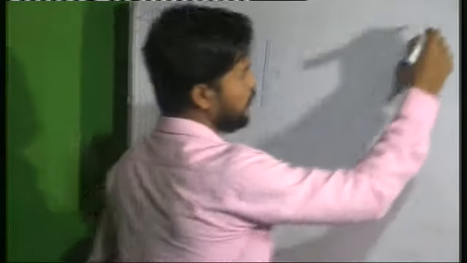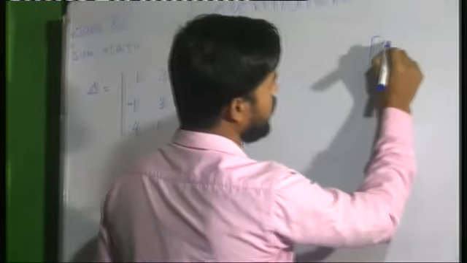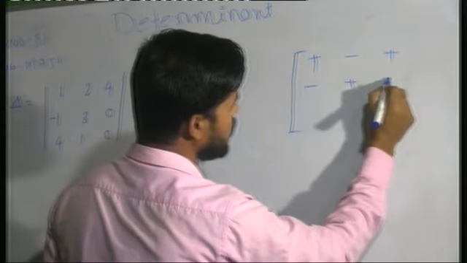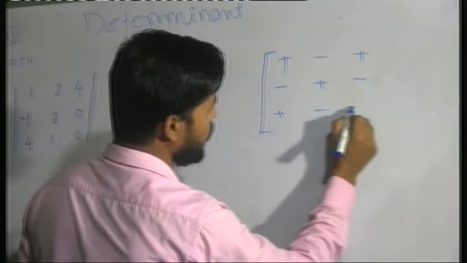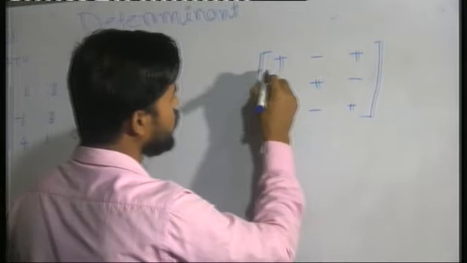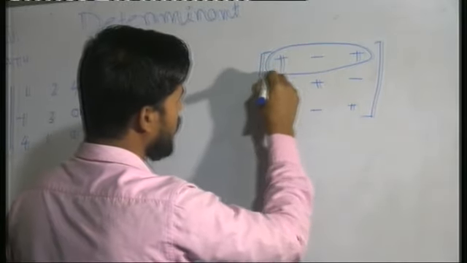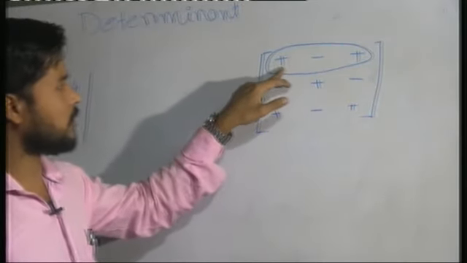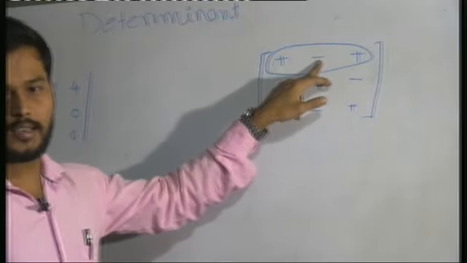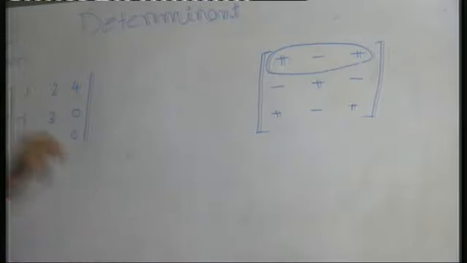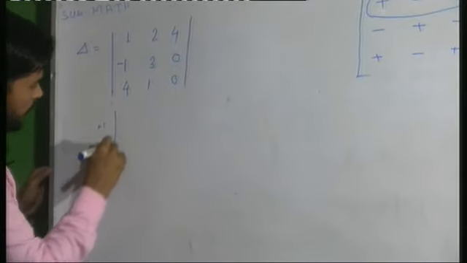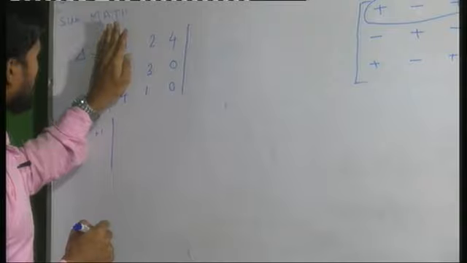So look, always remember this chart. First element will be plus, minus, plus, minus, plus, minus, plus, minus, plus. So if we expand the determinant along the first row, we'll take plus for the first term, minus for the second term, and again plus for the third term. So first element is plus 1, determinant of, now cover this row and this column.